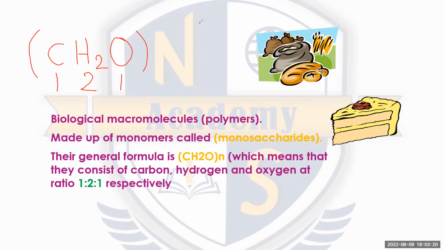Brackets n. What is meant by this n? That we can change the number, but from 3 to 6. So if we have 3 instead of n, can you give me the formula of this monosaccharide?